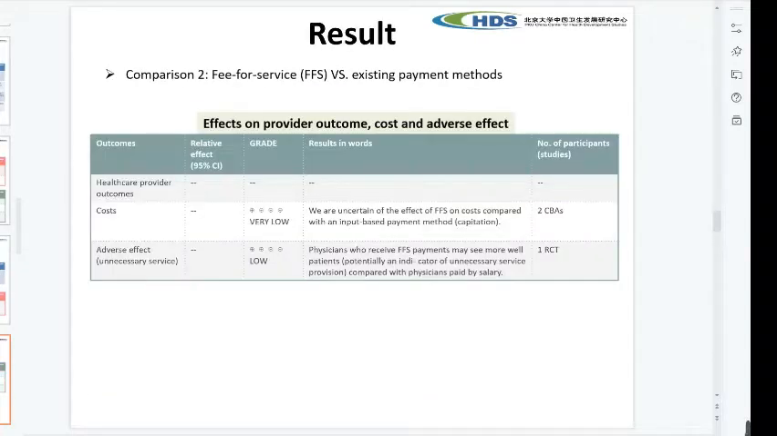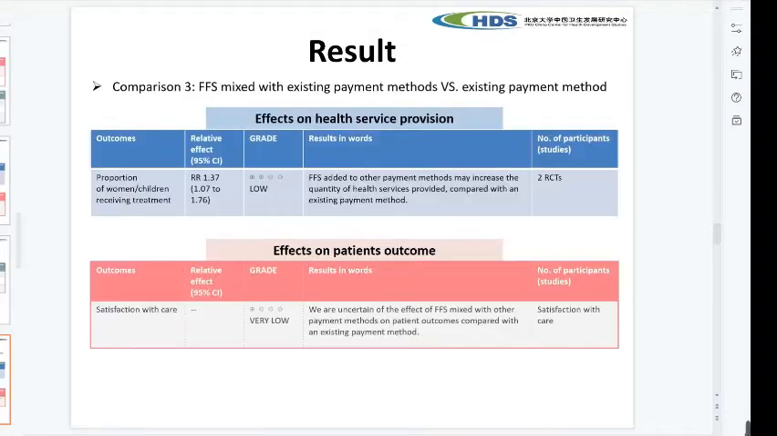But we found one low level of evidence on one adverse effect: the physician who received the fee-for-service payment may see more well patients compared with physicians paid by salary, because the fee-for-service has a motivation to push the health providers to provide more services. So some services may be unnecessary, like seeing more well patients.